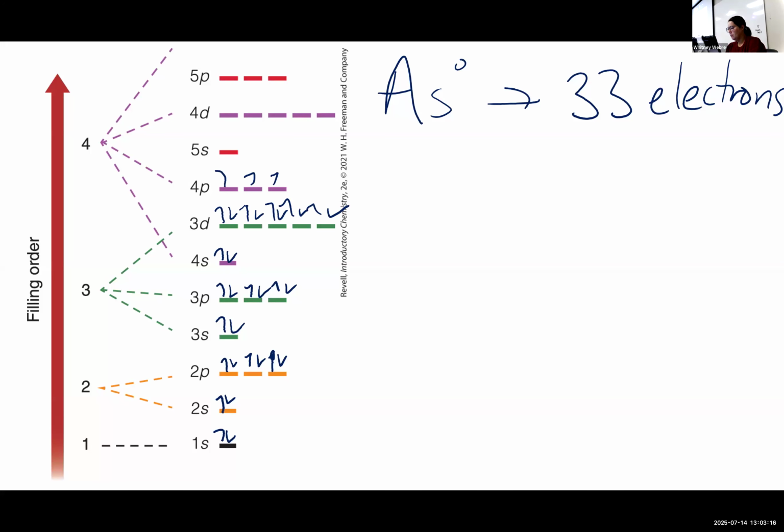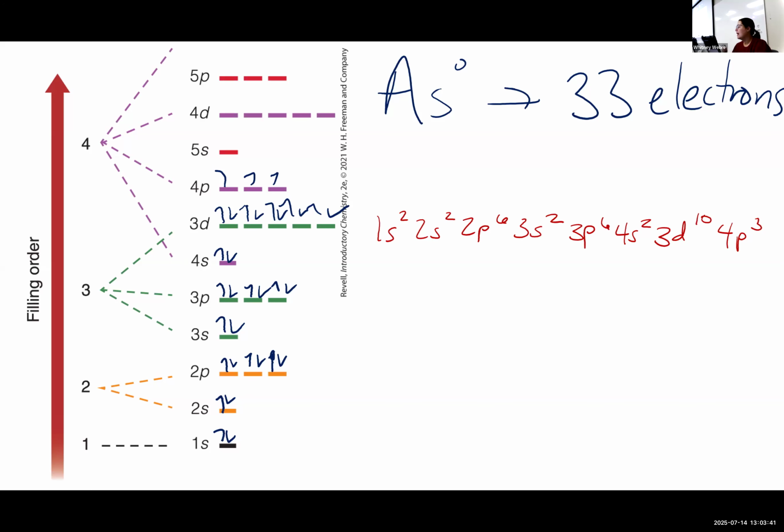Okay. 2s, 2p6, 3s2, 3p6, 4s2, 3d10, 4p3. All right, it just keeps going. No matter what I throw at you, you just have to follow this trend and keep going up.